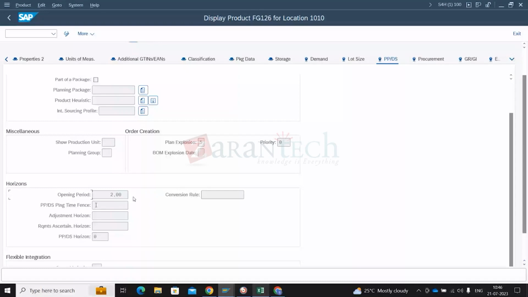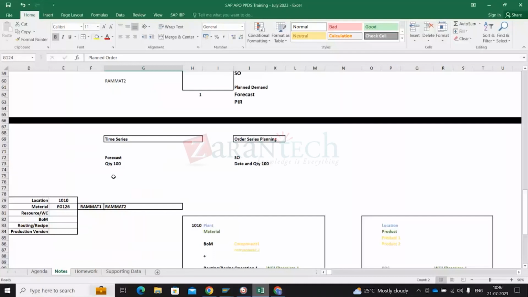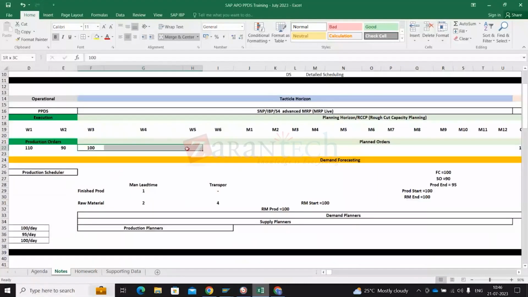Say you have a scenario where you are not doing auto firming. Consider this example: you are not doing auto firming on the orders based on the opening period, but you still don't want the planning engine to change any orders in these 4 weeks. Whatever is there would remain as it is, and then, at the production planner's convenience, he would apply the firming on his own. In that case, from week 1 to week 6, you will apply something called PPDS planning time frames. So it is like 6 weeks.